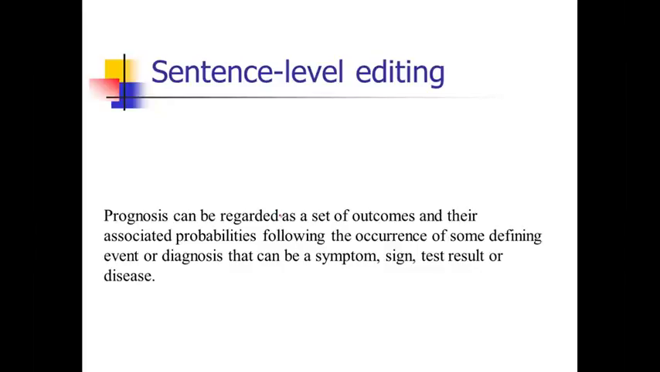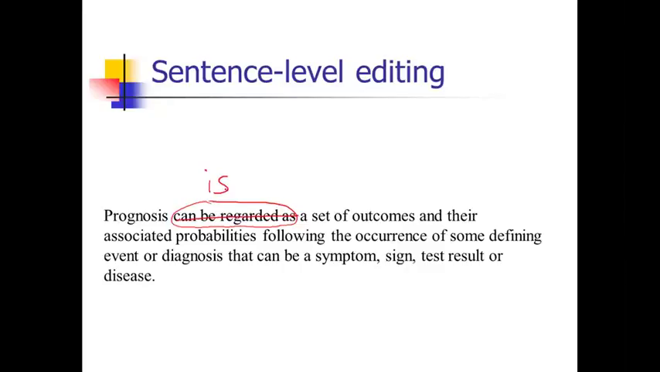So it says, prognosis can be regarded as a set of outcomes and their associated probabilities following the occurrence of some defining event or diagnosis that can be a symptom, sign, test result, or disease. Whew, that's quite a long sentence, and I'll point out a few things in it. So one thing that hopefully by now you can pick up is that prognosis can be regarded as, that's a long-winded way of saying is, right? And then we get a lot of extra things going on here.